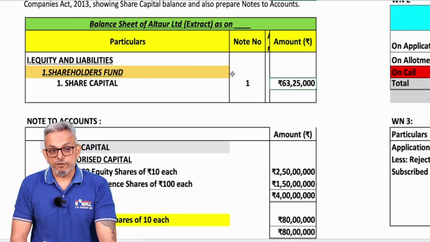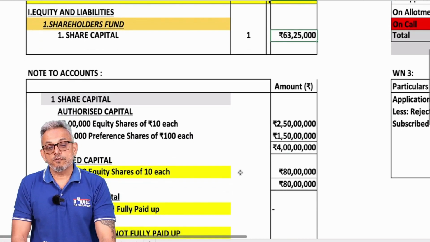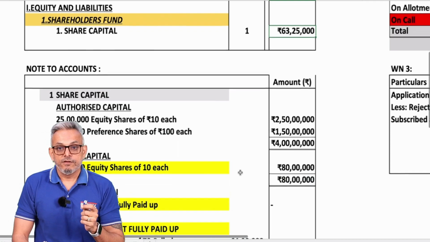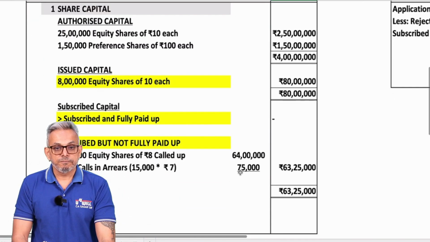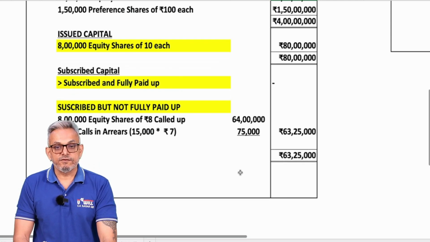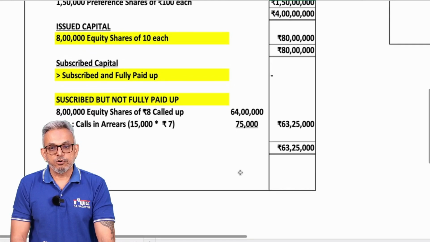Marks allocated for this format is 1 mark, and marks allocated for notes to account is 3 marks as per the board website. So don't forget this amount. Go through this. If you have any doubt, difficulty, please write in the comment. I will help you out by replying to it.